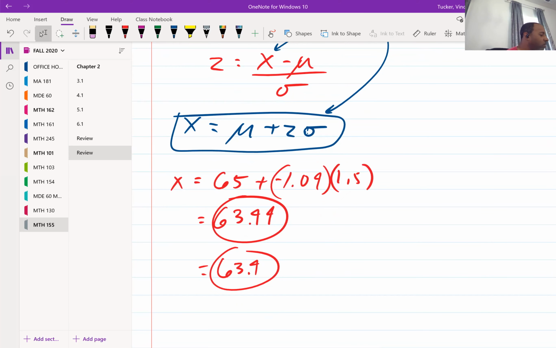All right. Let me see the next section. 7.1, if I'm not mistaken. Um, 7.1 is a bunch of definitions.